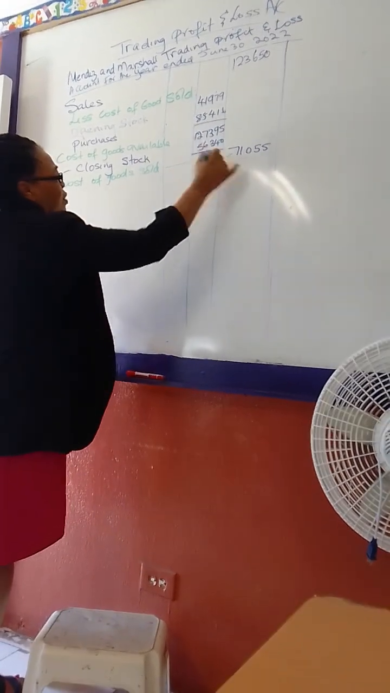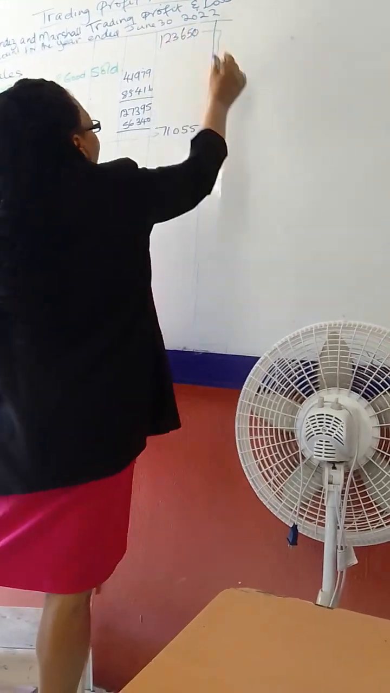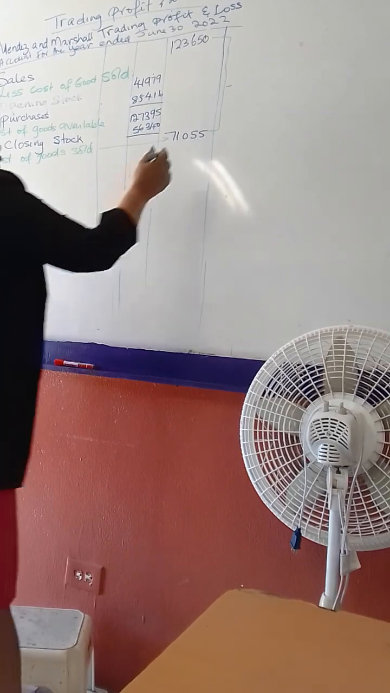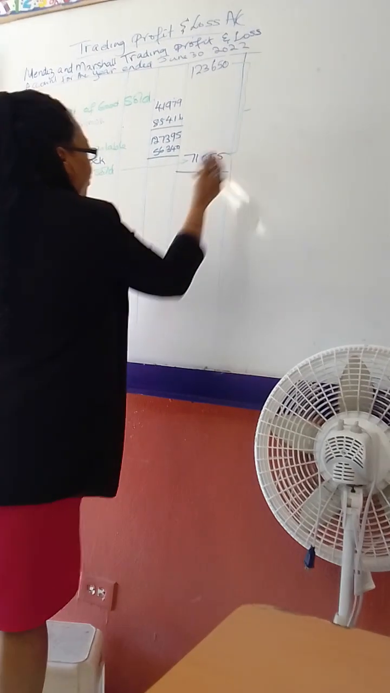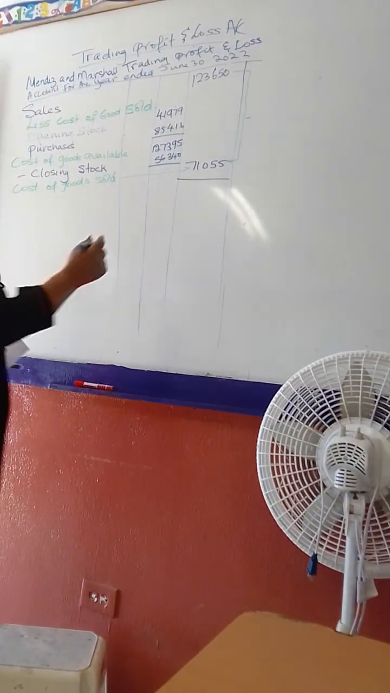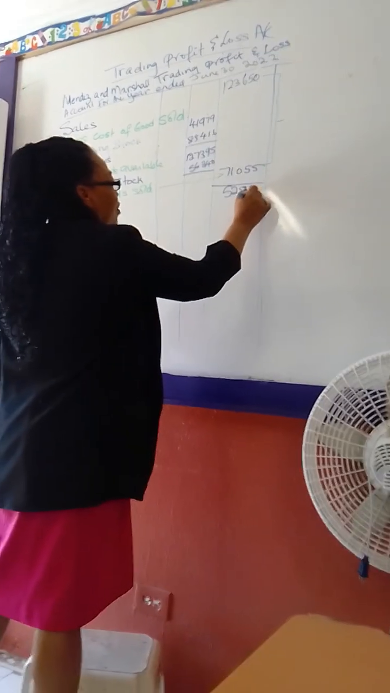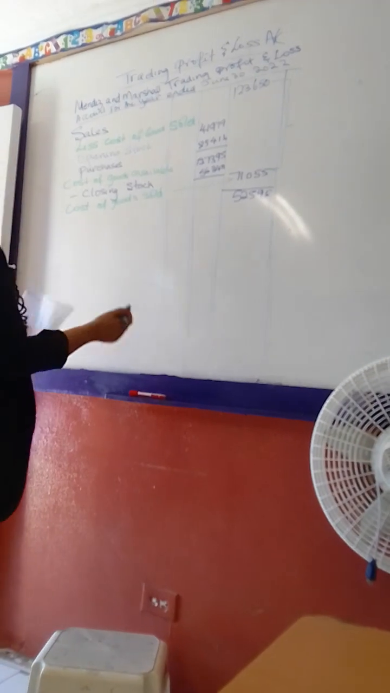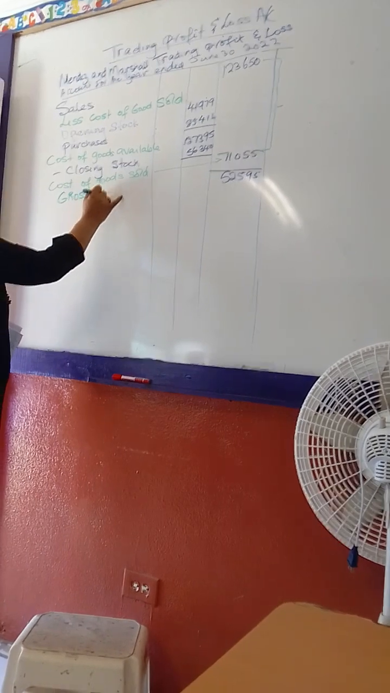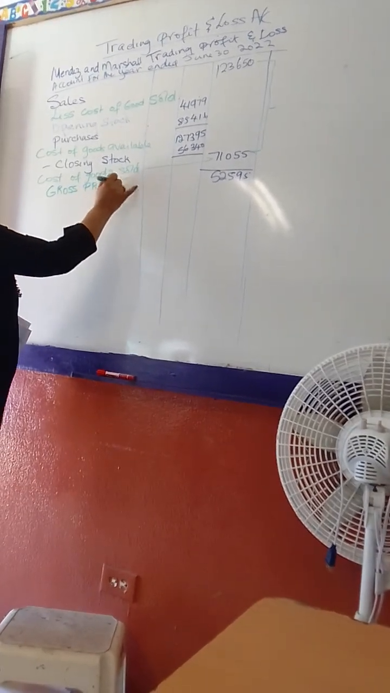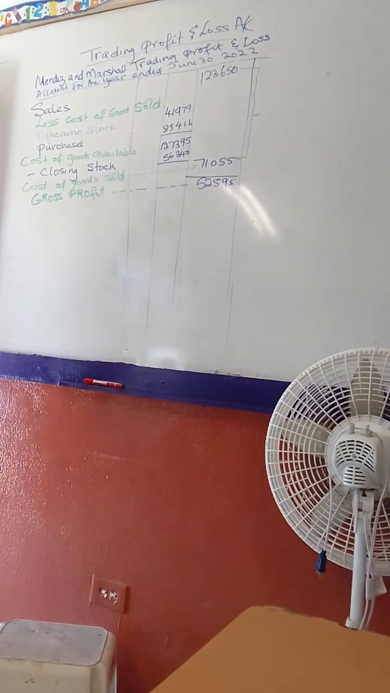I'm subtracting this figure from my sales, my net sales. The figure I have right here is my net sales. I'm subtracting this figure from that figure to get my gross profit: 52,595. And this figure is called my gross profit. This is the first big step I'm working on, getting my gross profit. It wasn't so difficult at all.